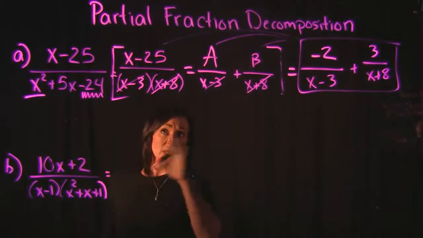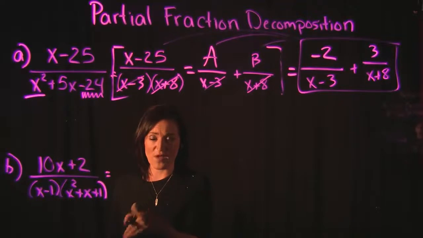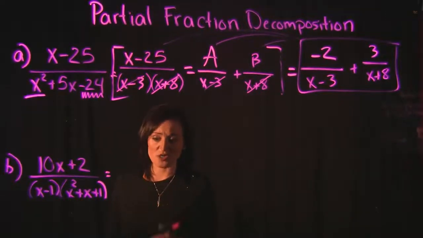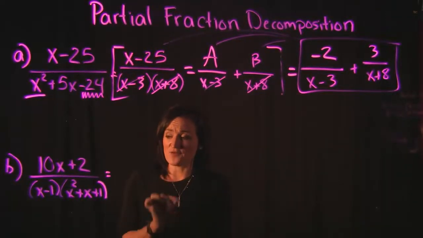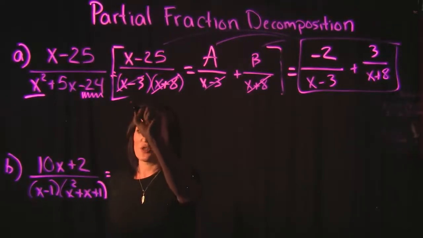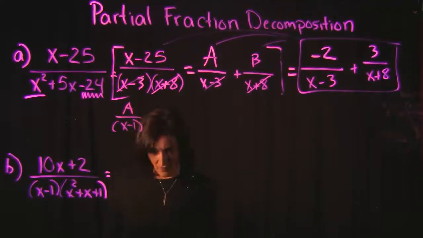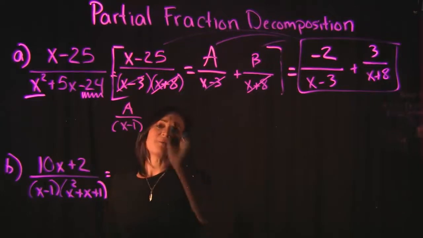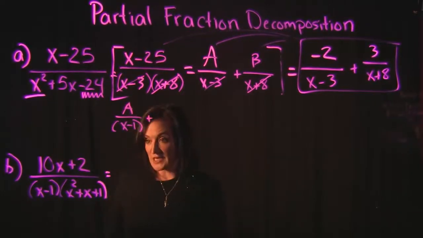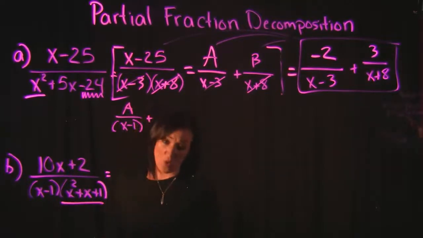So when we split up our fractions like we did over here, it's a over the first factor, b over the second factor, and so on. There is a slight difference with this example. So I'm going to move this up a little bit when I set this equal. So this is going to be a over the x minus 1. And before I set up my second fraction, what we need to keep in mind is my second factor is a quadratic factor here.